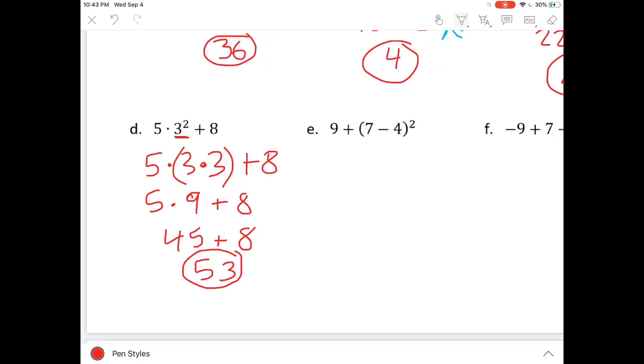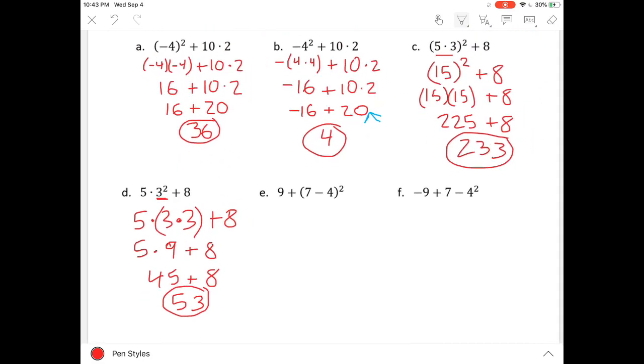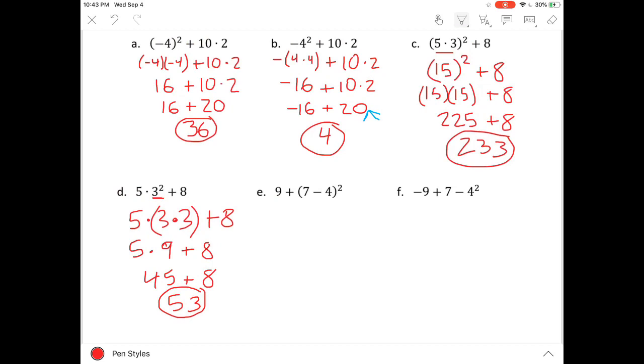So big difference between D and C, right? Big difference because of that set of parentheses.